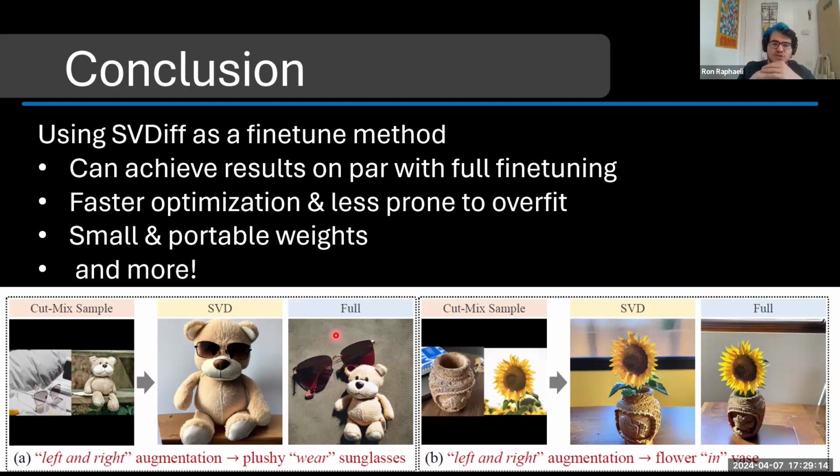למשל, אנחנו יודעים שצ'ק פוינטים של סטייבל דיפיוז'ן יכולים להיות בסביבות 3.5 ג'יגה, ולהעביר רק את המשקולות של SVDiff זה בסביבות 1.5 מגה. אז עד כאן זה מה שהמאמר בא להראות. עכשיו אני מראה הרחבה שלי, דברים שרציתי לעשות ושהמאמר העיר בי.